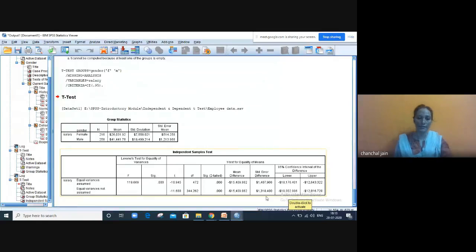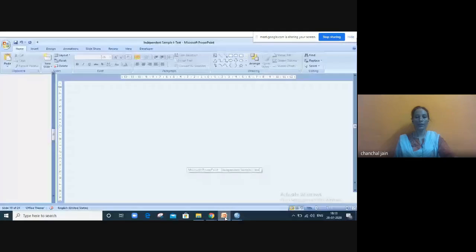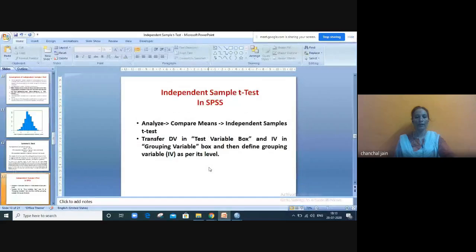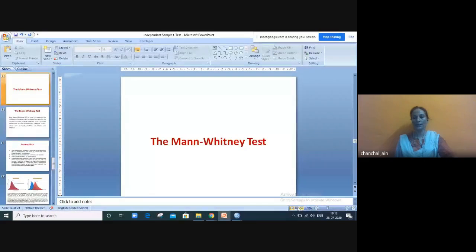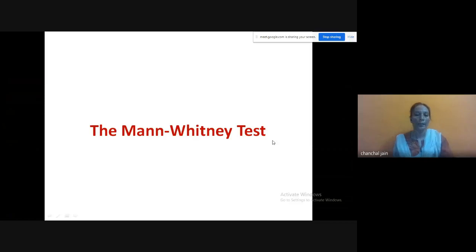So this is the first test I have told you. As we have seen, the assumptions of the independent sample t-test are not met, but for the sake of demo I have applied this parametric test. So now we will go for the next test. We will check the Mann-Whitney test, but before that I am coming to the presentation and will show you the Mann-Whitney test first. We will discuss it first, then we will move to the SPSS window to apply it.